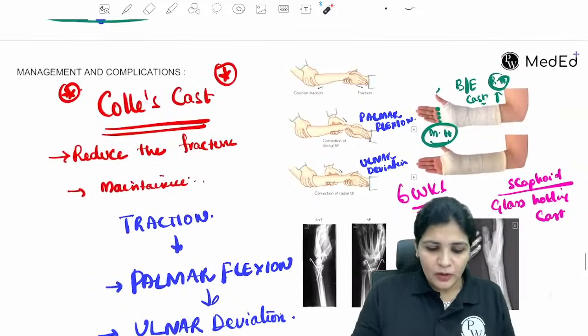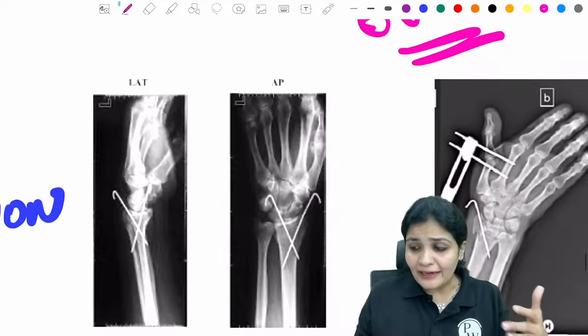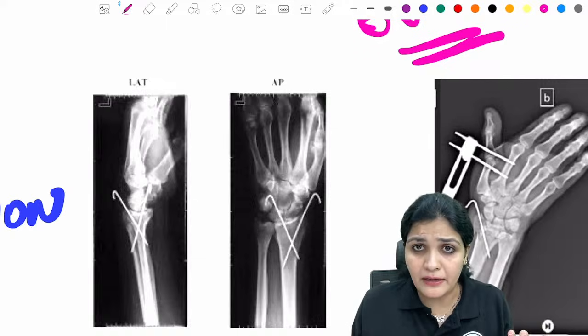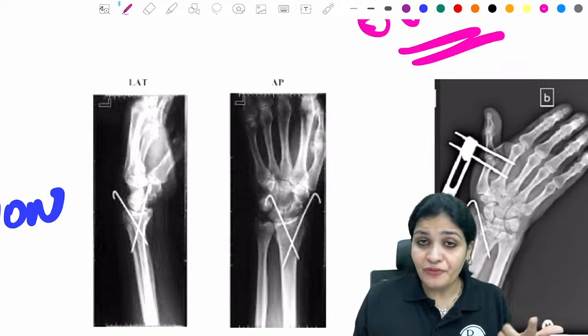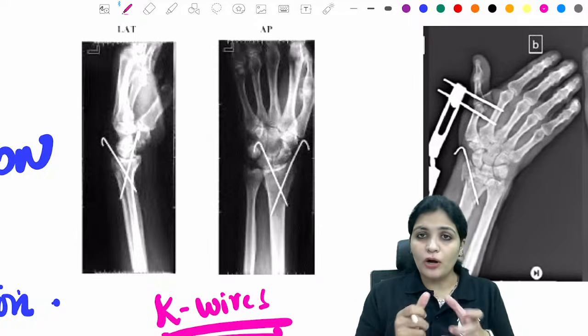So this is about the Colles cast. Now, can all the fractures be reduced by conservative method? No. Few fractures require treatment. So that particular treatment is K wires, right? If the fracture is not holding properly.